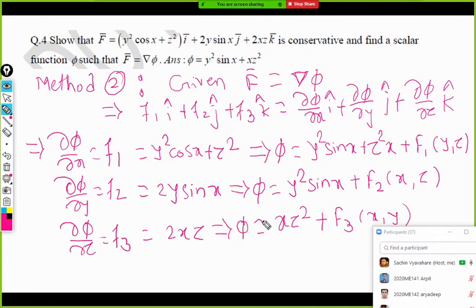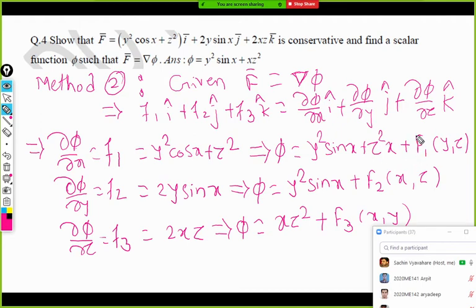If you compare this last equation with the first, you will observe xz square is as it is, and what is the function of xy left in equation 1? That is y square sin x. So if you replace f3 of xy by y square sin x, you get the answer. Not only that, if you compare the second with the first, y square sin x is as it is, and the function of xz we left as xz square. So if you replace that, you get the complete solution.